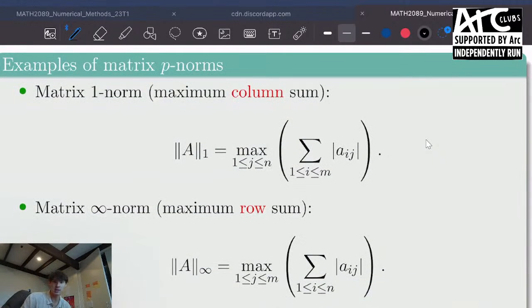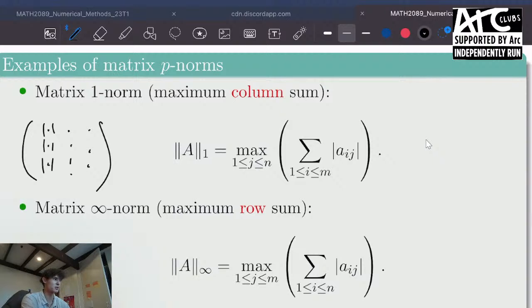So to find the matrix 1 norm, it is simply the maximum column sum. This formula is quite confusing, but essentially, if I have a matrix, what I want to do is sum all the absolute values of the elements in each column, add them together, and the largest column sum is the matrix 1 norm.